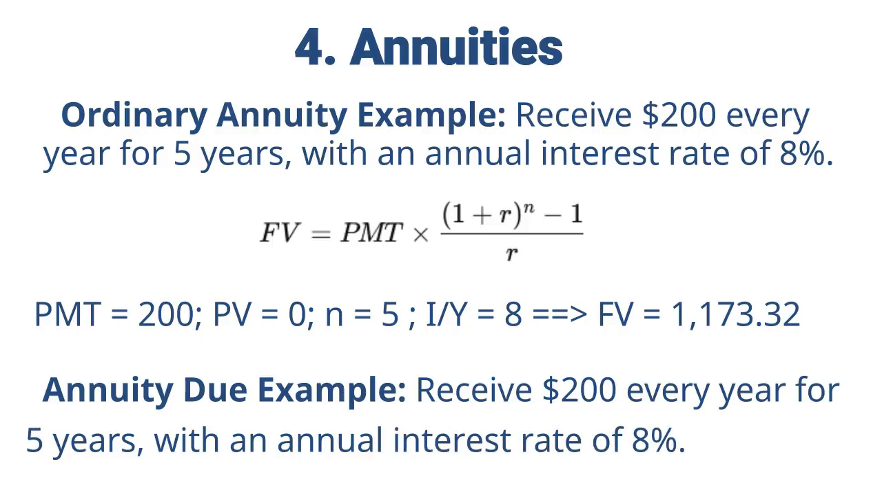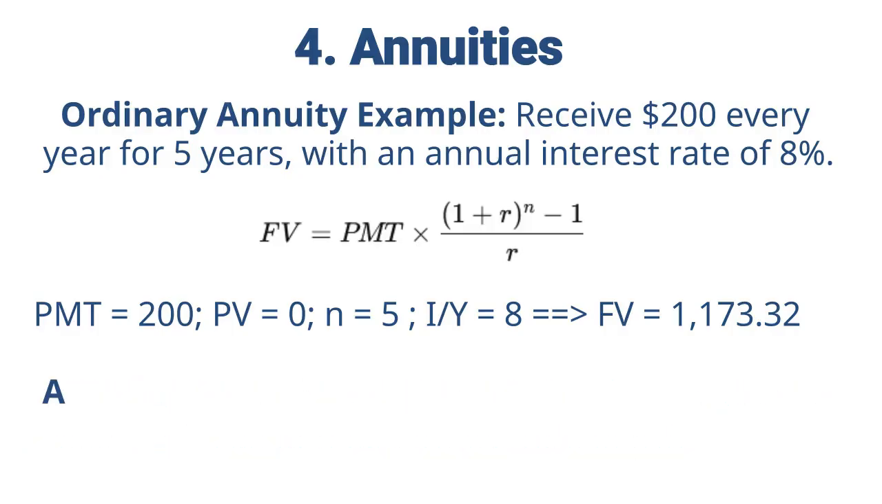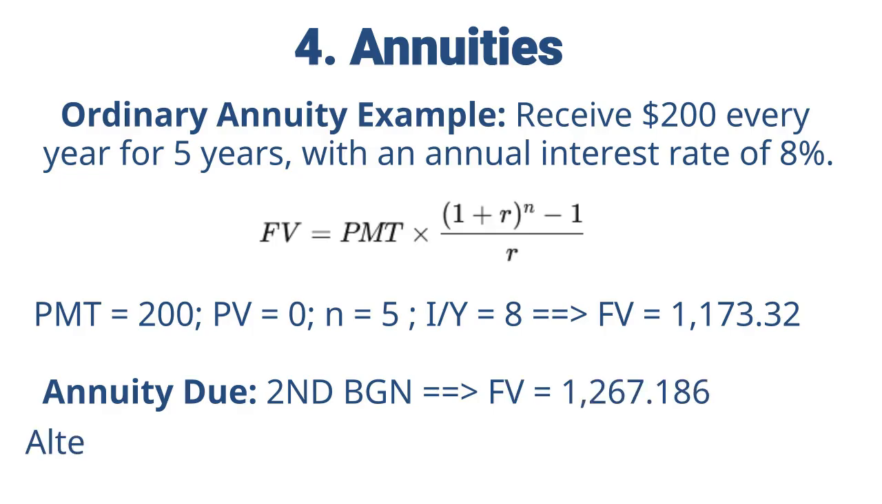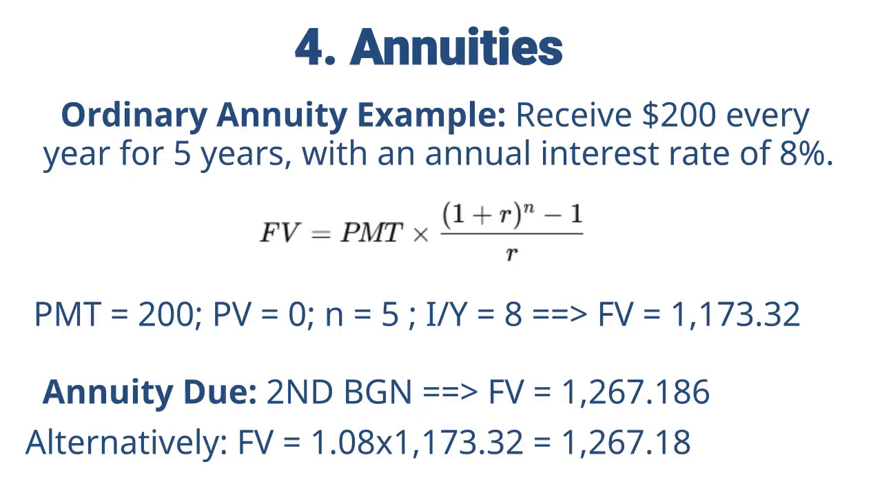Annuity due example. Now for an annuity due, the payments are made at the beginning of each period. To find the future value of an annuity due, the calculation is similar to the ordinary annuity, but multiplied by 1 plus R to account for the early payment. Let's calculate the future value for the same $200 payments, but now as an annuity due. On the calculator, press second then BGN to switch to annuity due mode. The rest of the inputs remain the same. The future value is 1,267.186.